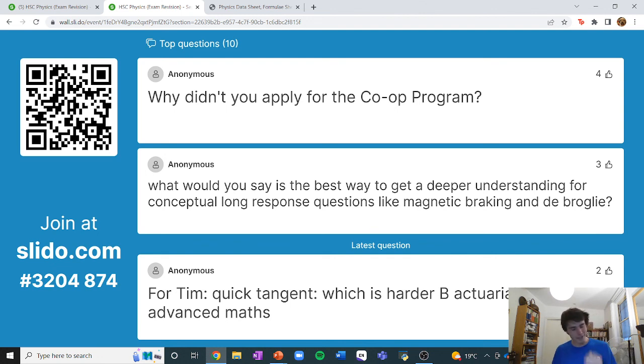However, it does come with some side effects. For example, you are kind of locked into that one degree. You can't branch out very much. It also means that you're locked into those internships, right?